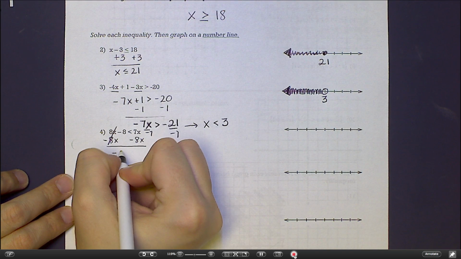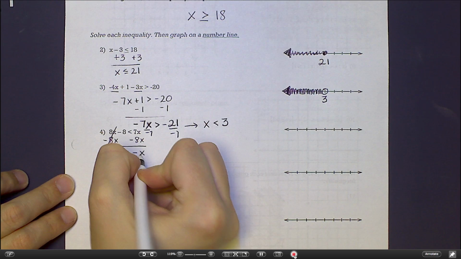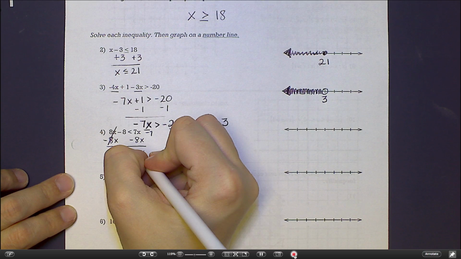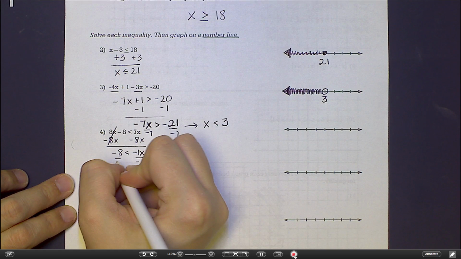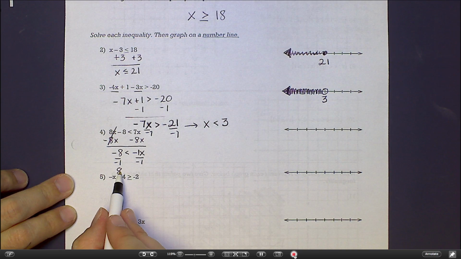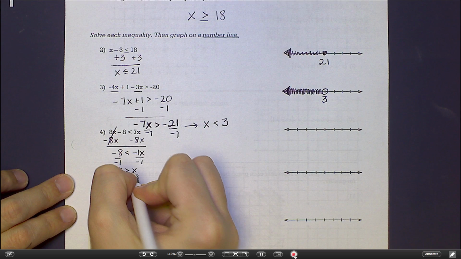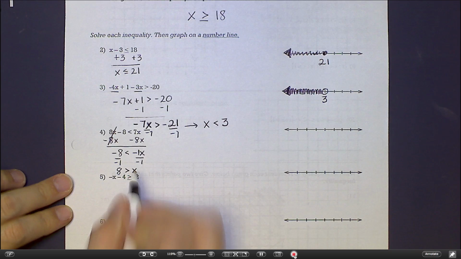So that leaves me with negative 8 is less than negative x. And 7 minus 8 is negative 1. So remember, this is really a negative 1 here. And then I would have to divide by negative 1, which gives me a positive 8. But because I divided by a negative, I have to flip the direction of my inequality. So my answer for this one is 8 is greater than x.